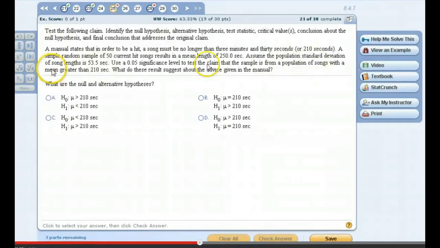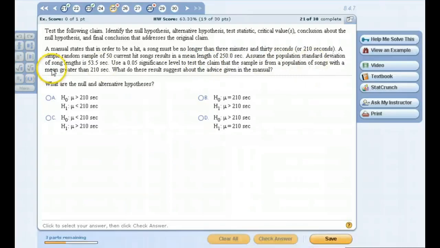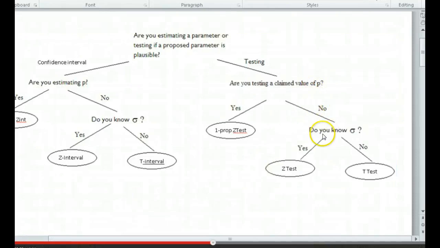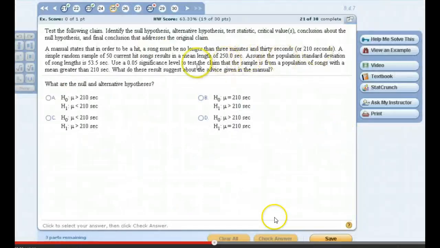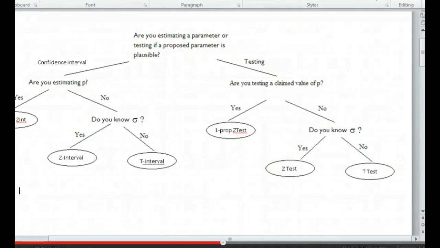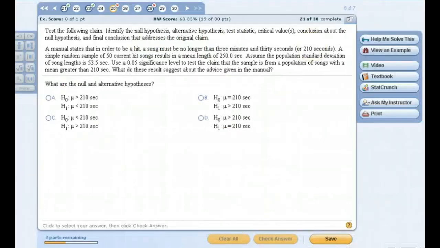Alright, now in this example, notice this question says use this significance level to test the claim. So we're doing again a test about a mean. Okay, so now we're doing a test about a mean, not a proportion. Alright, so now when I look at this, are you testing the claim value of p? No. So now that question goes to, do you know the population standard deviation? Assume the population standard deviation of song lengths is this. So it is known. We do know the population standard deviation, so that's a yes. So that means we're using a z-test. Okay, so a z-test is going to be used here to conduct this hypothesis test.